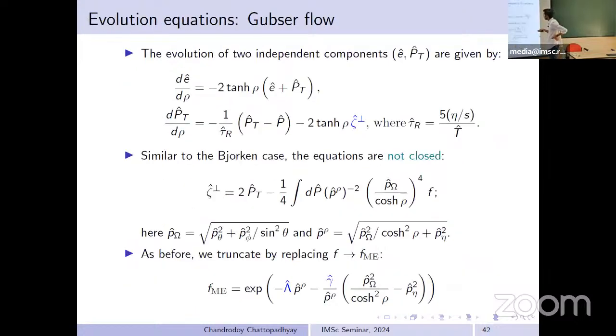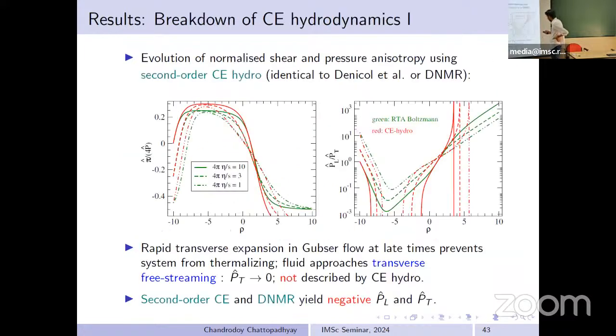Here again, we take the same strategy: write down the evolution equation for energy density, and here there is only one independent component, the effective transverse pressure, and do the same procedure of maximum entropy. First of all, we show here that traditional hydrodynamics, the usual ones that are used in heavy ion collisions, second order hydro, completely breaks down at large rho.